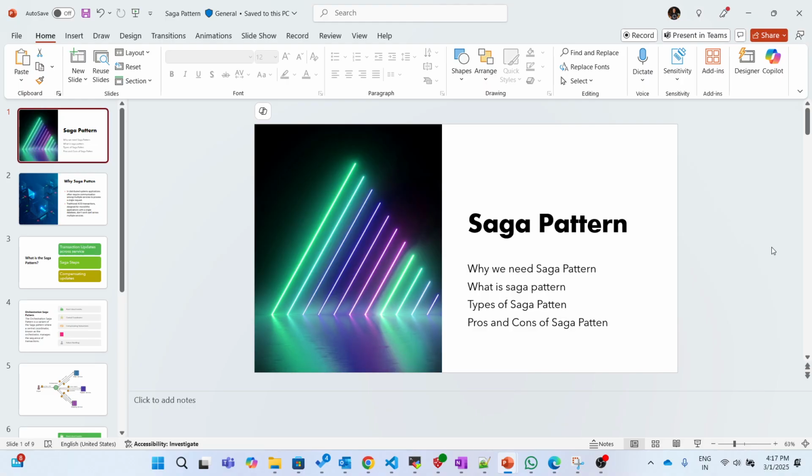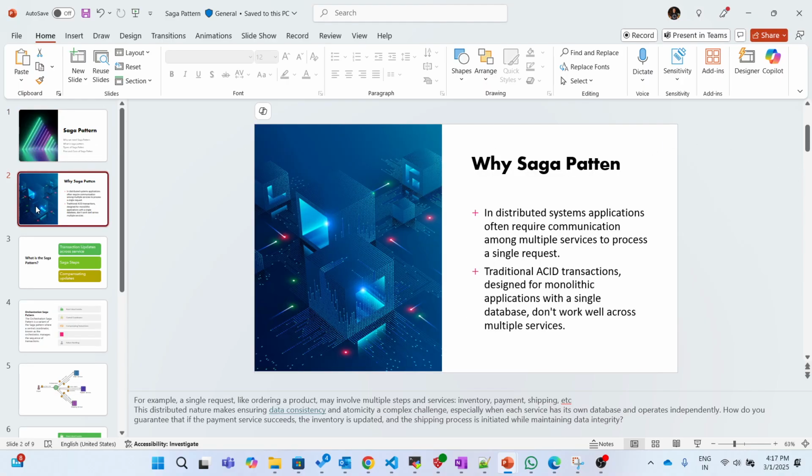So today we will be discussing the most popular pattern in the microservice architecture or the distributed architecture, the Saga pattern. We'll be discussing four topics: why we need the Saga pattern, what the Saga pattern actually is, what the different types of Saga patterns are, and what the pros and cons of the Saga patterns are. Let's go one by one. Why do we need a Saga pattern?